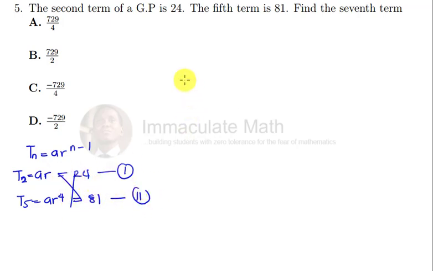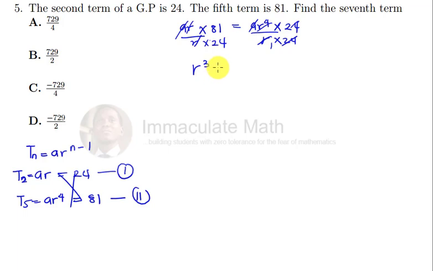So if we cross multiply again, we are going to have ar multiplied by 81 to be equal to ar^4 multiplied by 24. If I divide both sides by a, it will cancel a. I also divide both sides by r and by 24, so the r cancels one r here and 24 cancels 24 here. That means I'm going to have r raised to power 3 to be equal to 81 over 24.